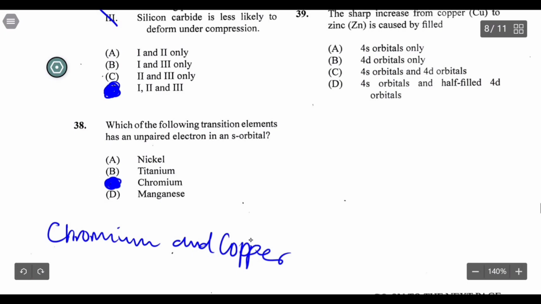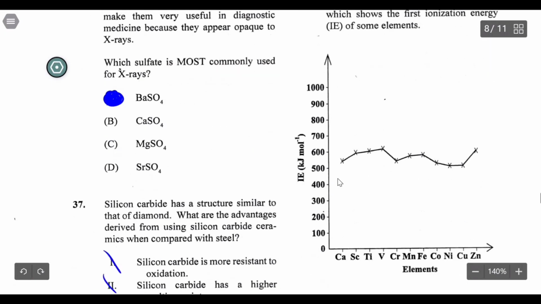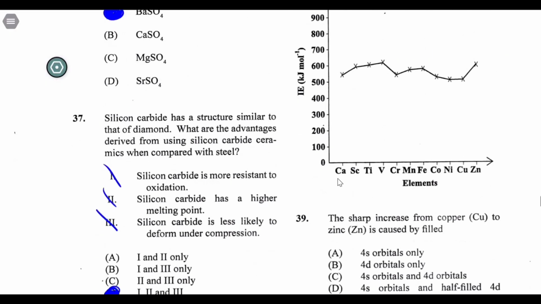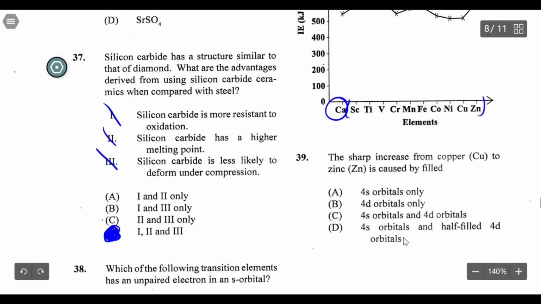There you go. Now 39 refers to the following graph, which shows the first ionization energy of some elements, and these seem to be the first row transition elements along with calcium. Now the sharp increase from copper to zinc is caused by filled 4s orbitals.